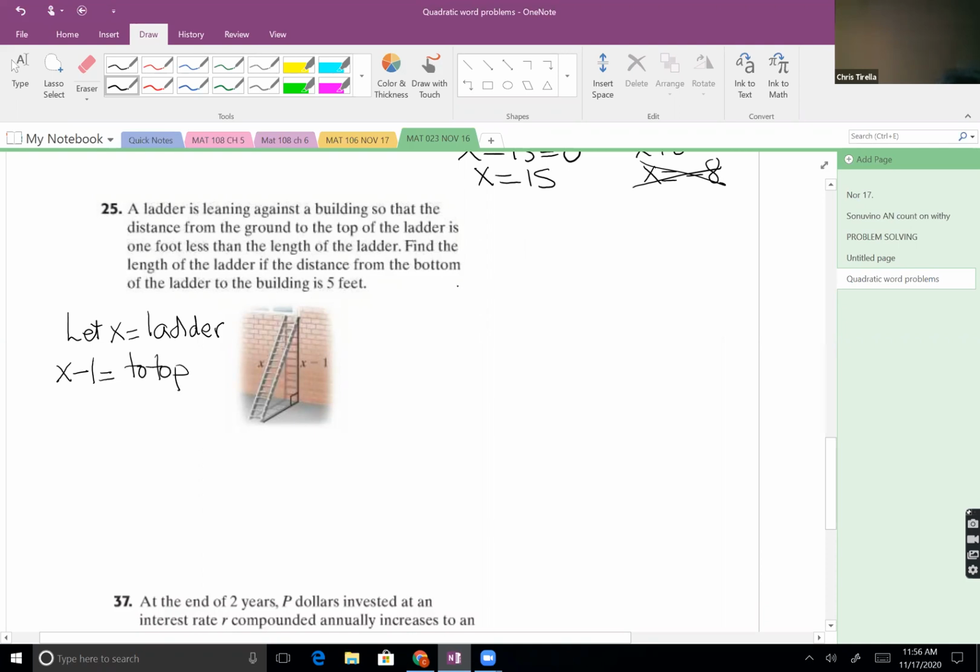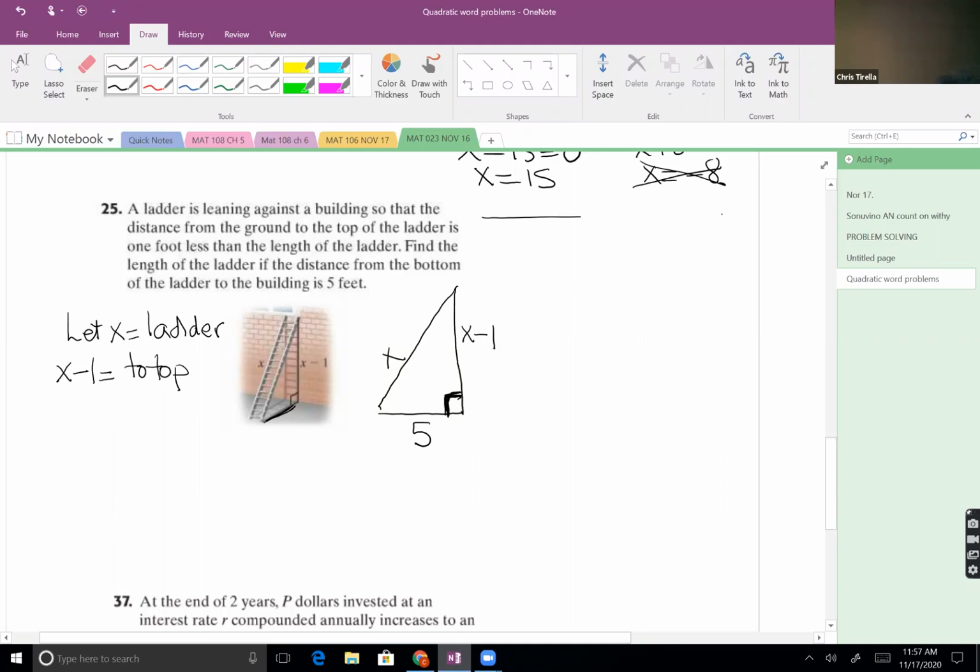I want to change that picture up just a little bit. Mine's not going to be as artistic, but they're saying that the building is straight. So I've got a right angle here. The ladder is x. To the top of the building is x minus 1. And what they didn't put in their picture is that this on the bottom is 5.